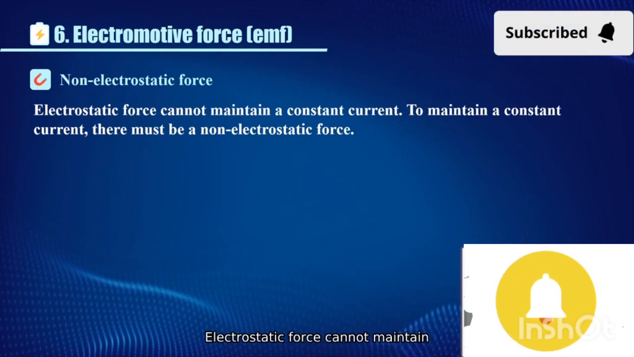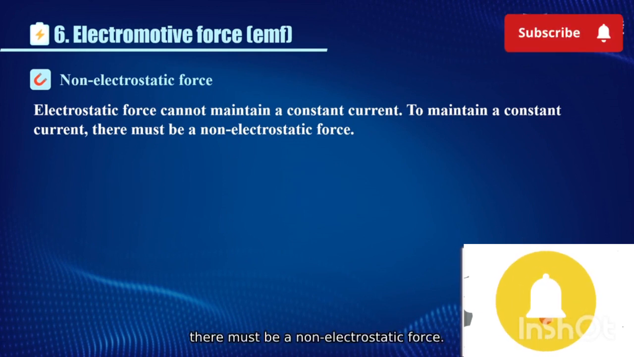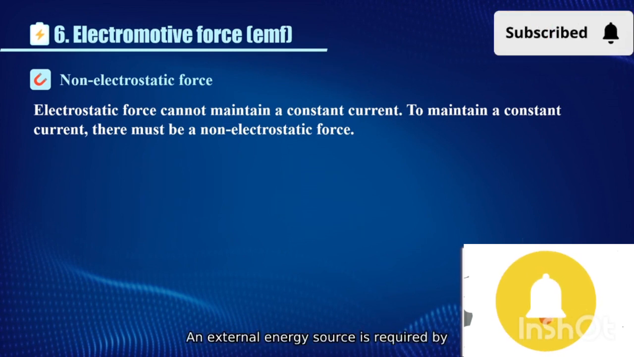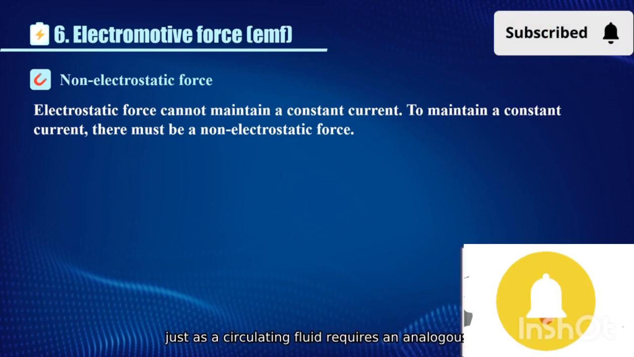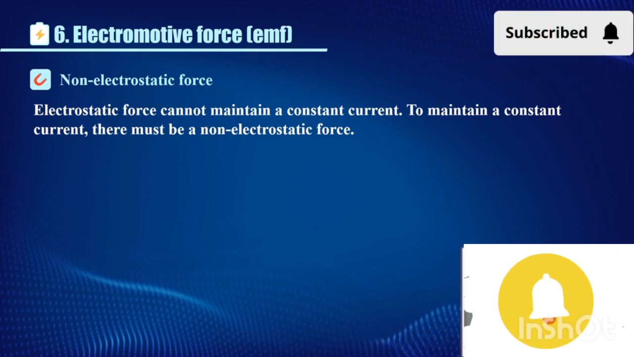Electrostatic force cannot maintain a constant current. To maintain a constant current, there must be a non-electrostatic force. An external energy source is required by most electrical circuits to move charge through the circuit. The circuit, therefore, must include a device that maintains a potential difference between 2 points in the circuit, just as a circulating fluid requires an analogous device, like a pump, that maintains a pressure difference between the 2 points.